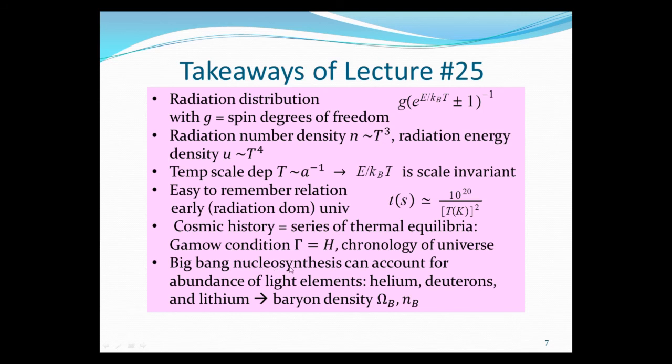And Big Bang nucleosynthesis can account for the abundance of light elements: helium, deuterium, lithium. From this, we can deduce the baryon density, omega b, or the number density, the number of baryons per unit volume.